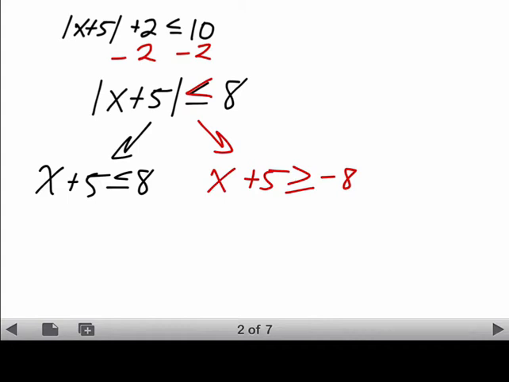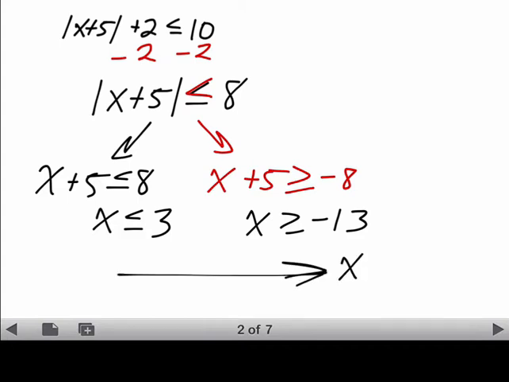We're going to solve each of these as we would any linear inequality. Subtracting 5 from both sides gives me x is less than or equal to 3. And from the second one, I have x is greater than or equal to -13. I'm going to label the number line x. I'll put a -13 and a 3 on my number line. Square brackets because these were non-strict inequalities, and shade in between.